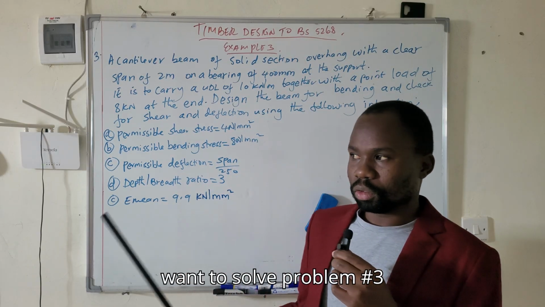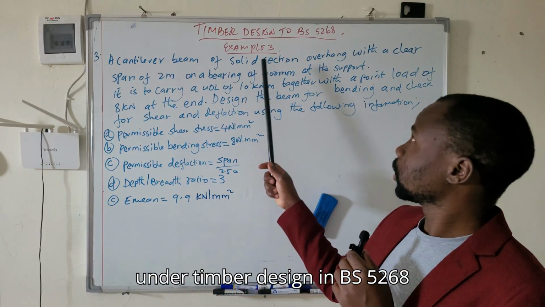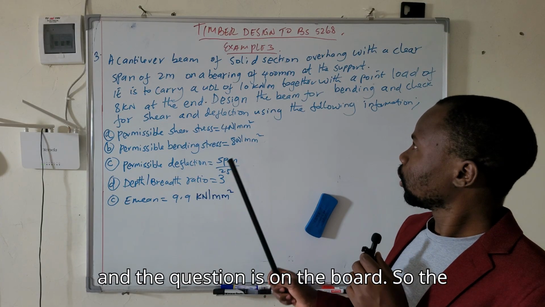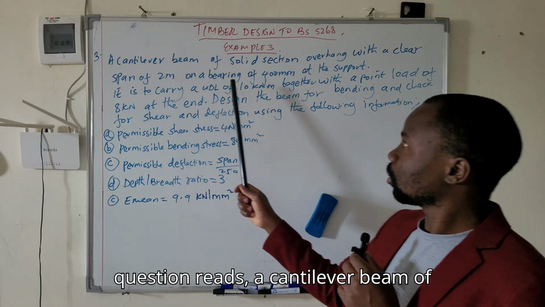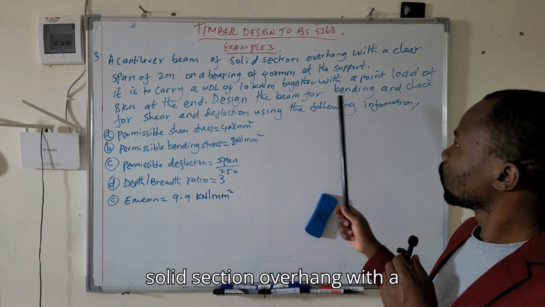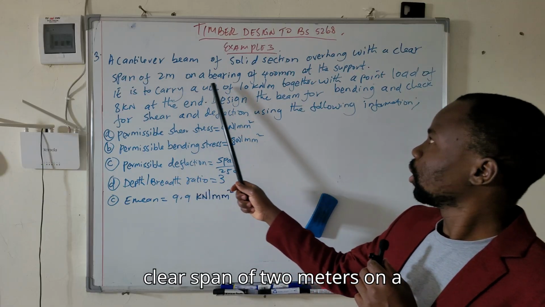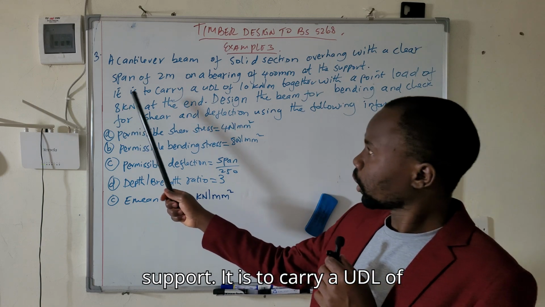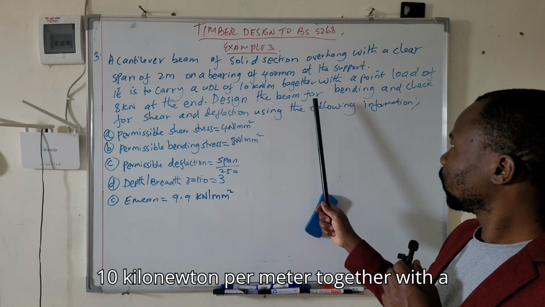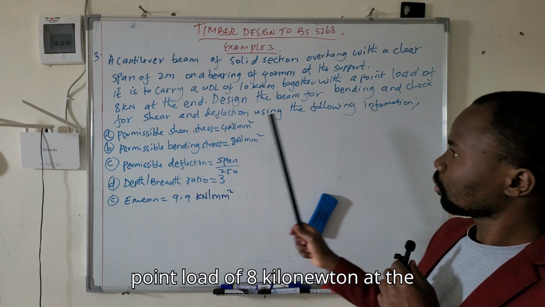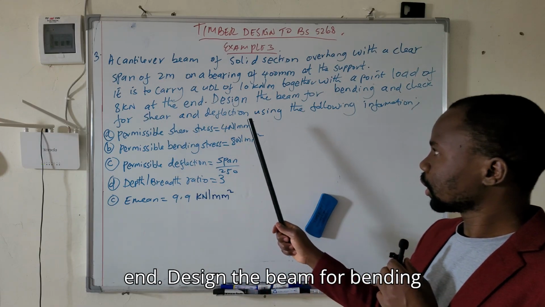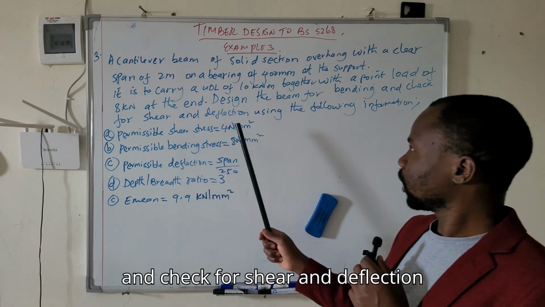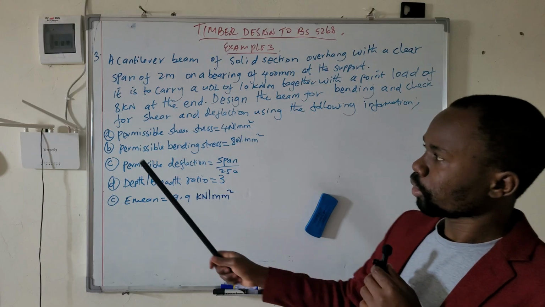Today, I want to solve problem number 3 under timber design to BS 5268. And the question is on the board. The question reads: a cantilever beam of solid section overhung with a clear span of 2 meters on a bearing of 400 millimeter at the support. It is to carry a UDL of 10 kilonewton per meter together with a point load of 8 kilonewton at the end. Design the beam for bending and check for shear and deflection using the following information.